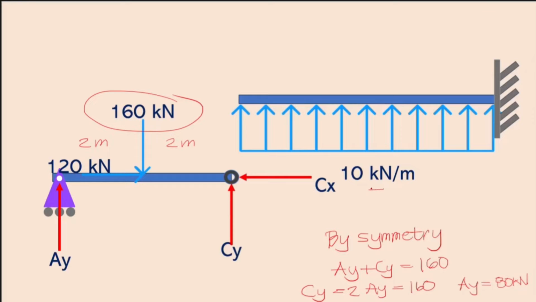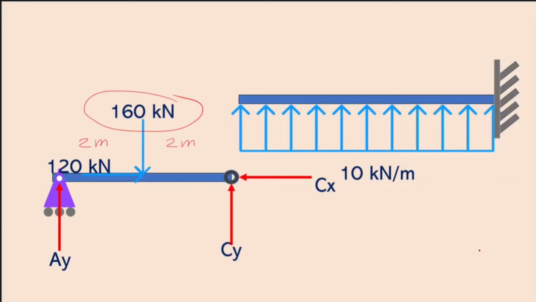And then by summing up forces along X, we have CX, which is going to the left, acting opposite to this one. And so CX will automatically be 120. So this is 120 kN. And so now, we have our reactions. And so let me just erase this one. Yan. Now, ito yung reactions dito sa first beam natin.